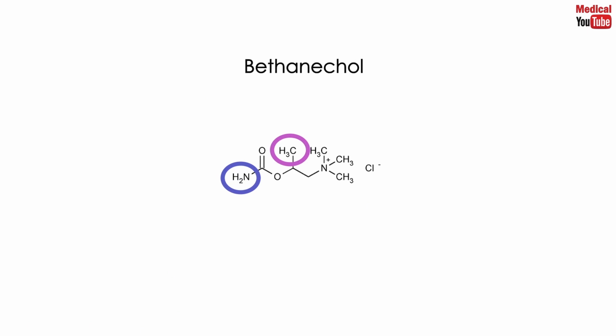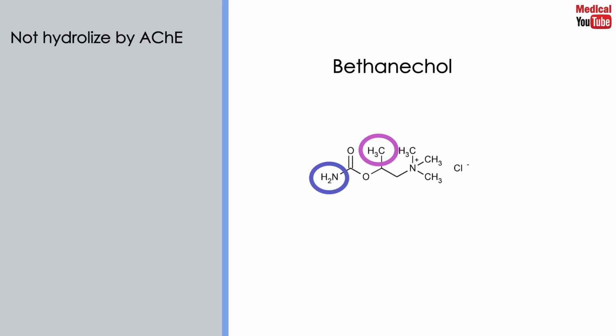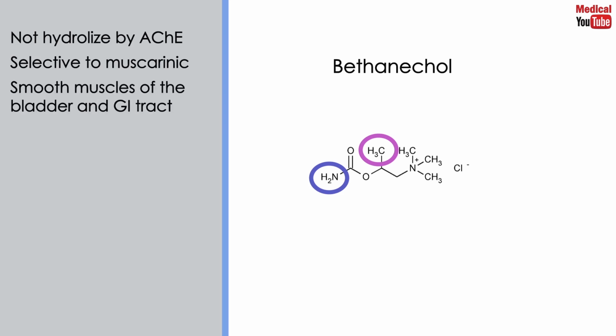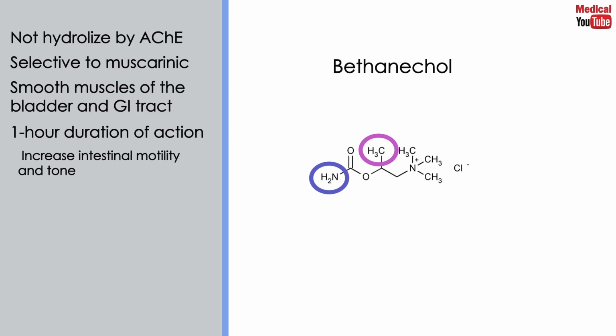So, why don't we develop a product with both additions, the carbamate ester and beta-methylation? This product is called bethanechol. It is not hydrolyzed by acetylcholinesterase, although it is inactivated through hydrolysis by other esterases. It is selective to muscarinic receptors. Its major actions are on the smooth muscles of the bladder and GI tract. It has about a 1-hour duration of action.